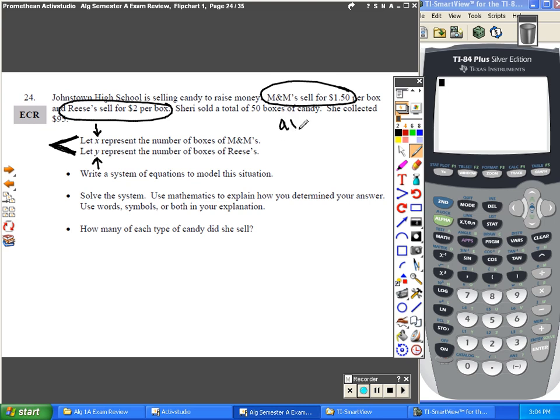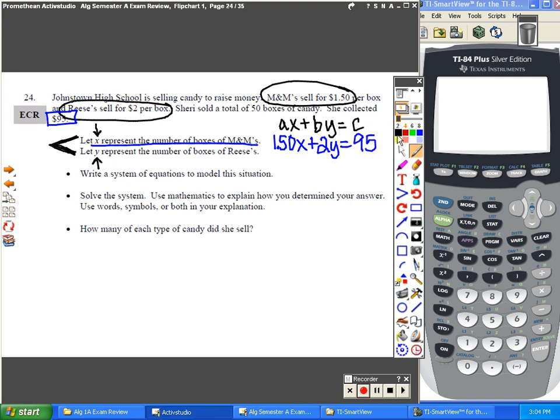Standard form is written like this: ax plus by is equal to c. And when you fill in your information, we're going to have x be M&Ms. So that's $1.50 times x plus $2 times your Reese's is equal to the total amount of money, which, I didn't read that yet. She collected, here's your amount of money at the bottom, $95.